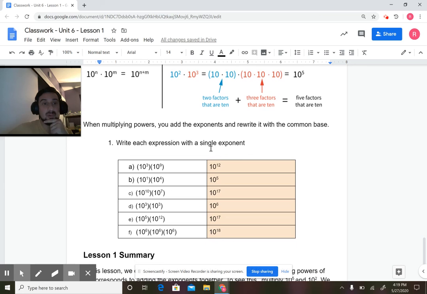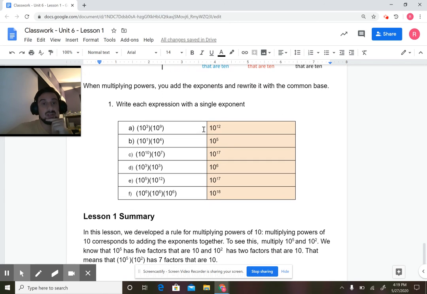Okay. Now we want to write each expression with a single exponent. So 10 to the 3rd times 10 to the 9. When you multiply powers, you add the exponents, and we write it with the common base. So 10 to the 3rd times 10 to the 9. So you add 3 plus 9 is 12. And then, so 10 to the 12th. So this is the same thing as 10 to the 12th.